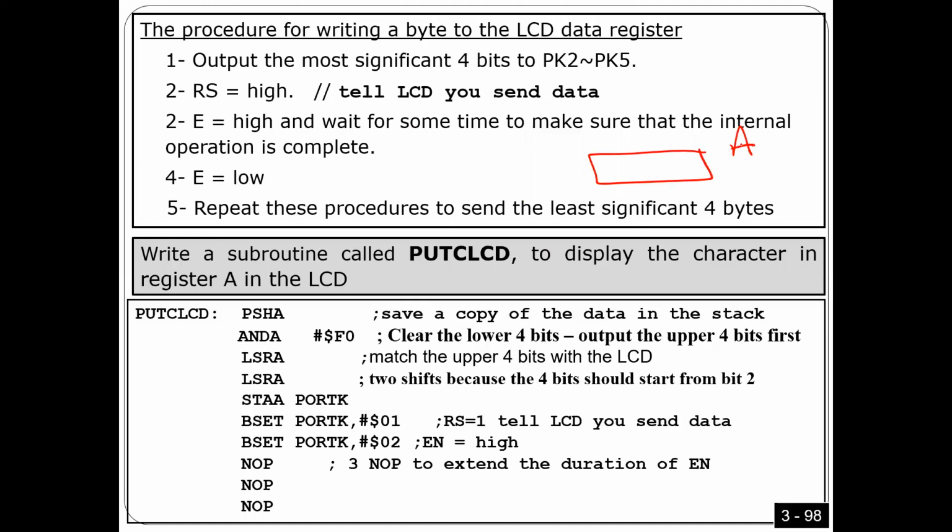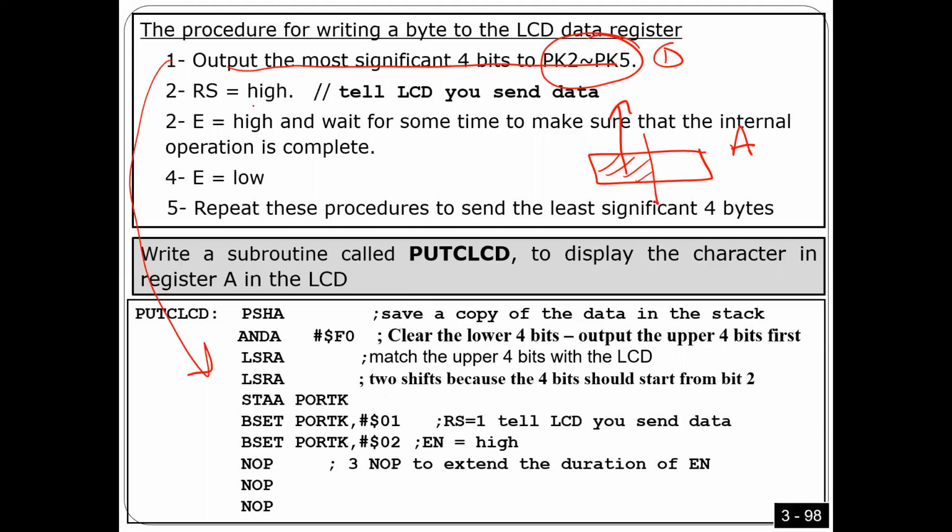This is register A. As I told you, guys, I have to send this 4. So the first part here, the most significant 4, has to go to PK2 to PK5. This is the first step. You will see it in the code right now.